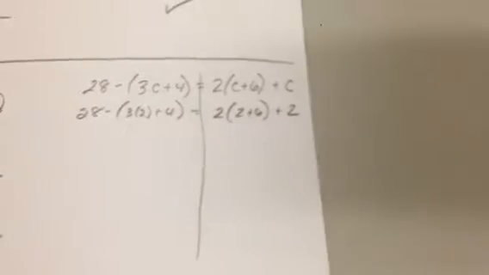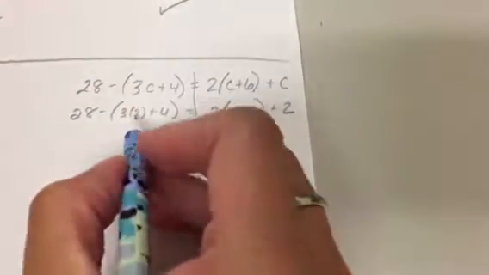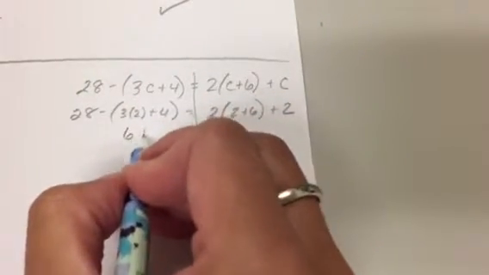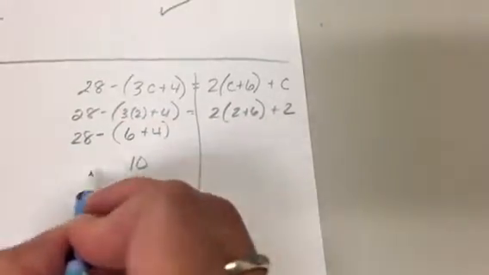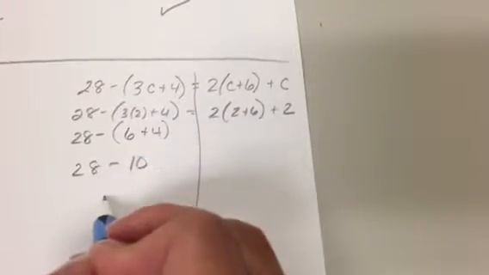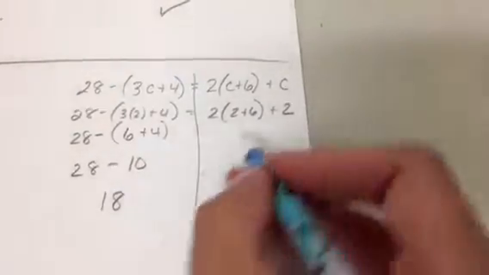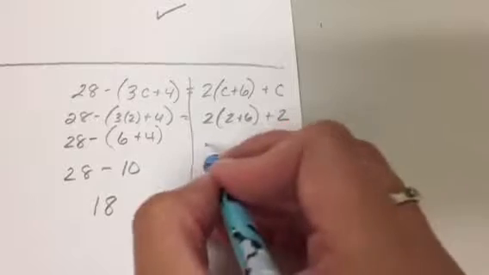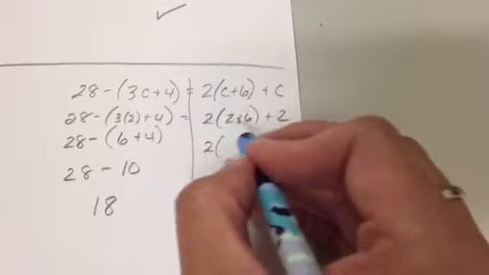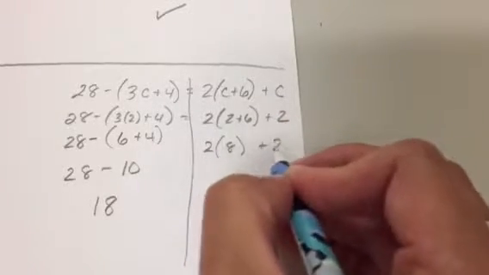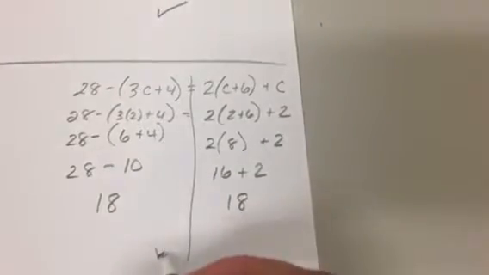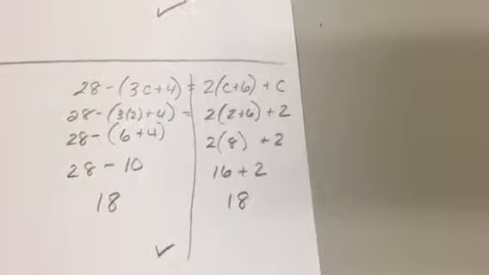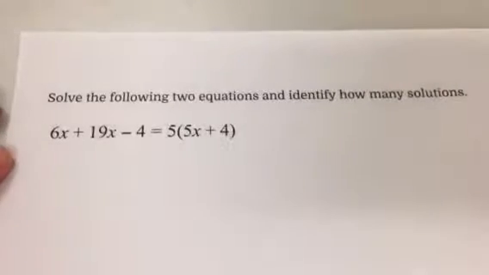All right, let's simplify the left side. Inside the parentheses, I have 6 plus 4, which is 10. So 28 minus 10 is 18. So let's check on the other side. If I simplify 2 times 2 plus 6 is 8 plus 2. I get 16 plus 2, which is also 18, so it checks. All right, well, let's go to the second page, 27.